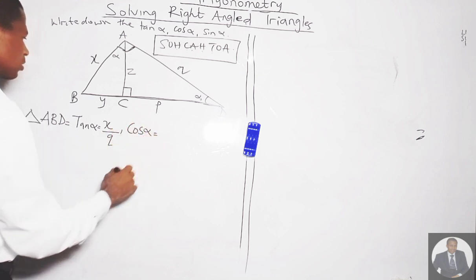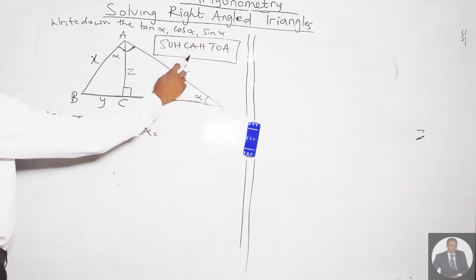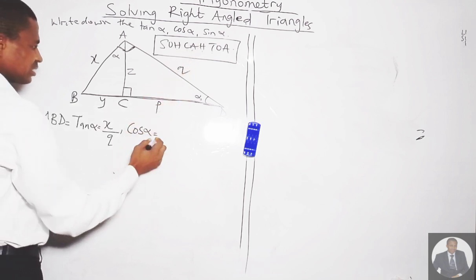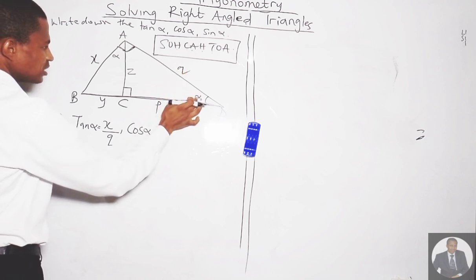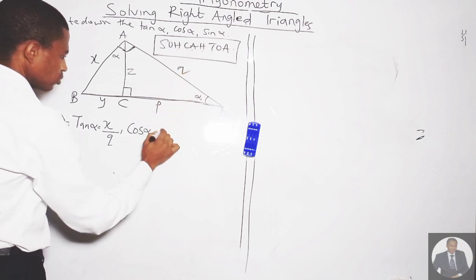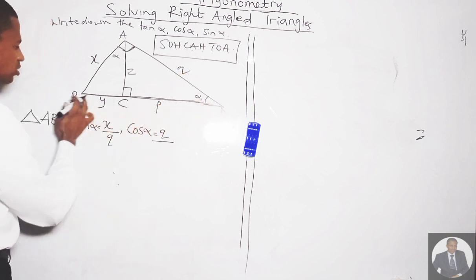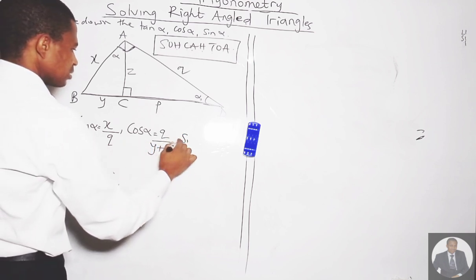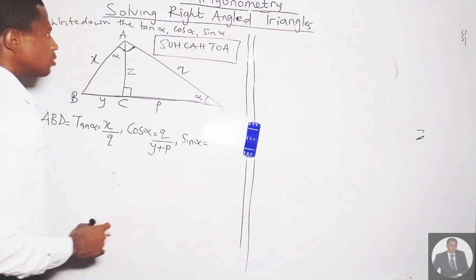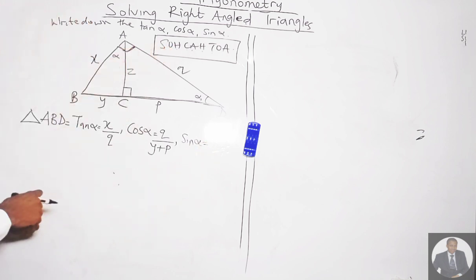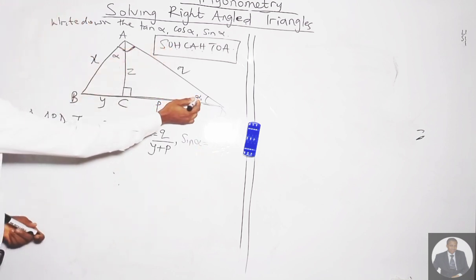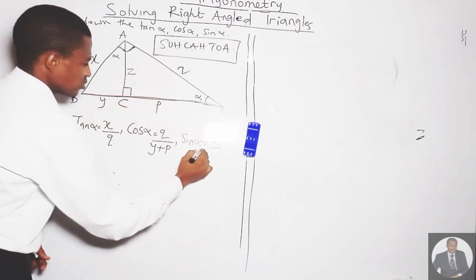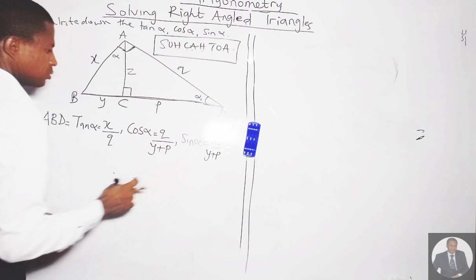Cos alpha will be adjacent over hypotenuse. What's the adjacent of this angle? It is q, all over the hypotenuse, y plus p. What's the sine? Sine alpha. What's sine? Opposite. What's opposite this angle? x over hypotenuse. What's the hypotenuse? y plus p.